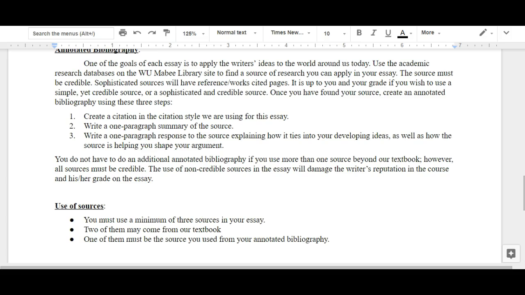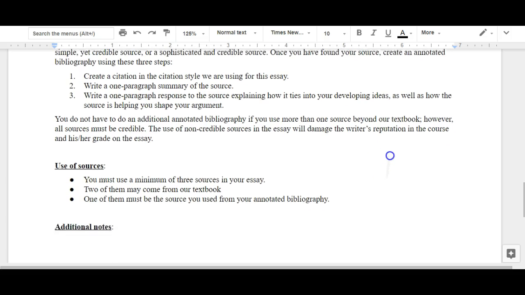Once you've found your source, create an annotated bibliography using these 3 steps. We're going to create a citation in the citation style that we're using for the essay, write a 1-paragraph summary of the source, and finally write a 1-paragraph response explaining how it ties into your developing ideas, as well as how the source is helping you shape your argument. If you choose to use more than one outside source, you do not have to do an annotated bibliography for additional sources, but make sure that all of your sources are credible. Non-credible sources are going to hurt your credibility and damage the effectiveness of your argument.